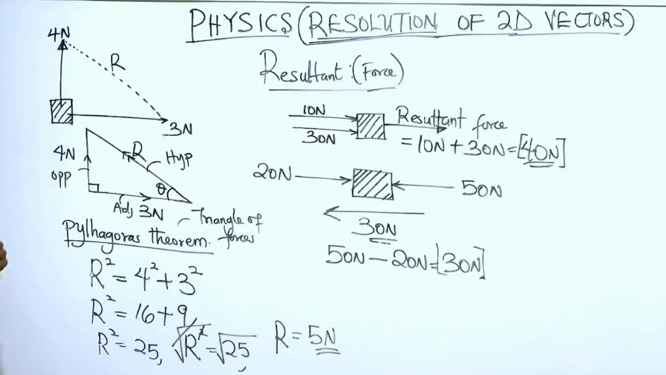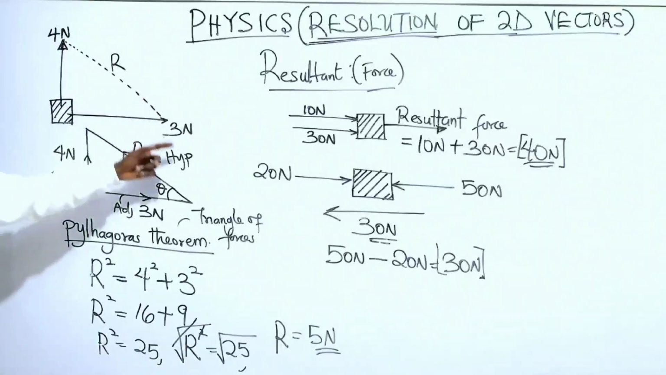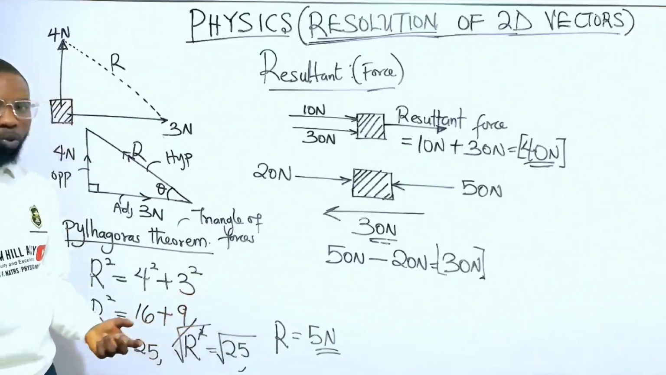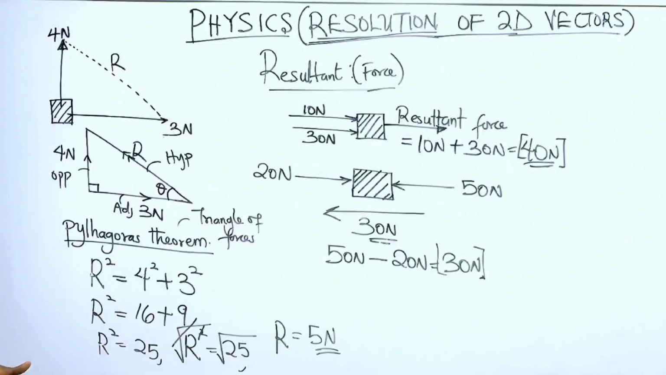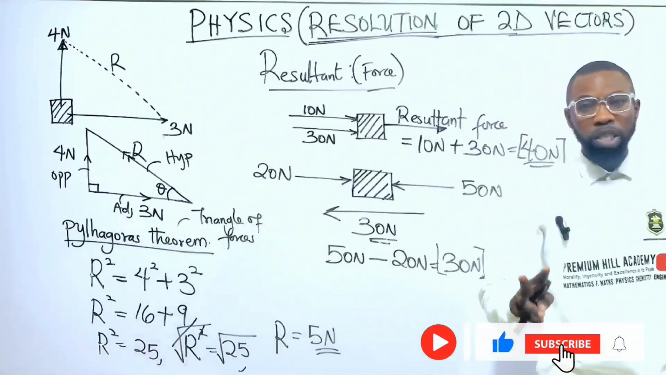But in the case whereby the two forces are acting perpendicular to each other, one here and one here, to get our resultant force, we form what we call the triangle of forces. And in the triangle of forces, we are talking about the Pythagoras theorem. I just stated it for you: the square of the hypotenuse is equal to the sum of the squares of the opposite and adjacent. So with that, we have R square is equal to 4 square plus 3 square. 4 square is 16, 3 square is 9. We sum them and do the arithmetic, and we get 5. So you see how easy it is. I just gave you 3 steps.